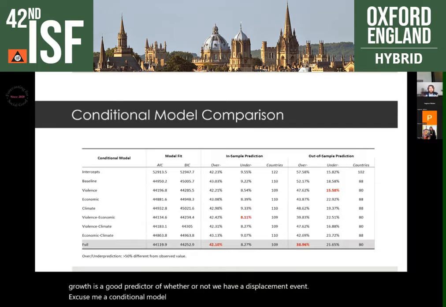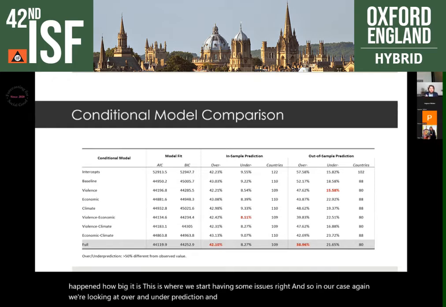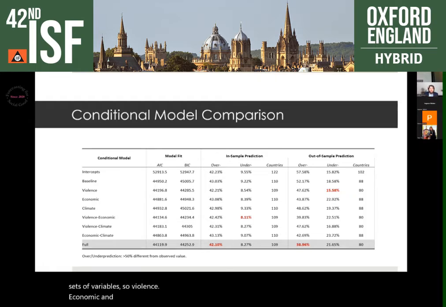Now a conditional model. When we have an event happen, how big it is, this is where we start having some issues, right? In our case, we're looking at over and under prediction, here defined as greater than 50% difference from the observed value. Here we have a very large over prediction happening, both in sample and out of sample. But if we look, when we include all three sets of variables, violence, economic, and climate, that full model at the bottom, all three of them contribute to minimizing our over prediction.